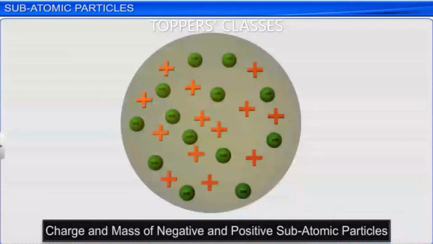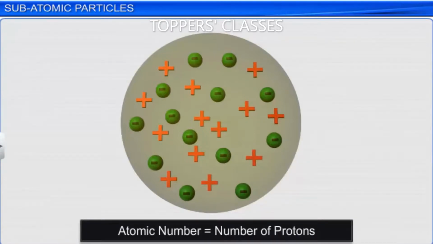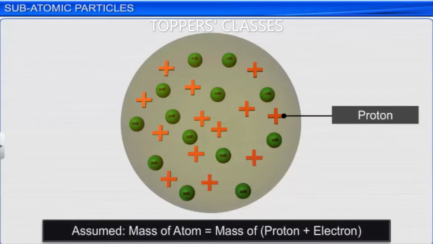By 1913, after performing a considerable amount of research on the charge and mass of negative and positive subatomic particles, scientists tried calculating the atomic mass. It was determined that the atomic number of an element is equal to the number of protons present in its nucleus. It was thought that since each proton has one unit mass on the atomic scale, the mass of an atom must be the number of protons present in the nucleus, as electrons have negligible mass.